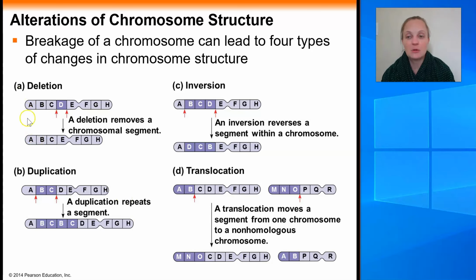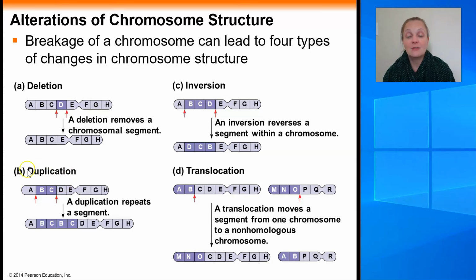So here are 4 examples of what can go wrong with chromosome structure. Here we have a typical chromosome, has sections of genes A through H. And you can have deletions occur in chromosomes. This is where a section of the chromosome has literally been removed. And so you miss all the genes that are found in that section of chromosome that's been deleted.